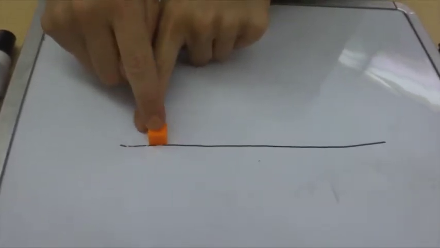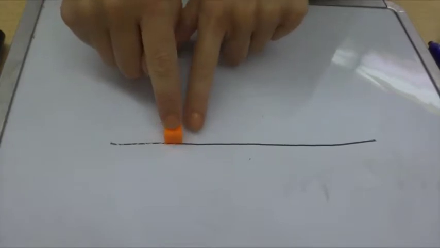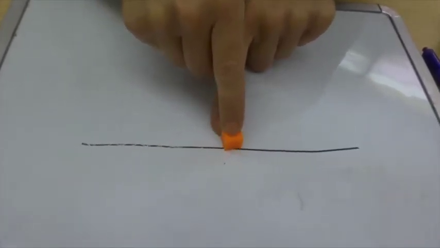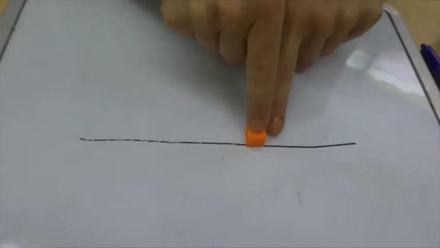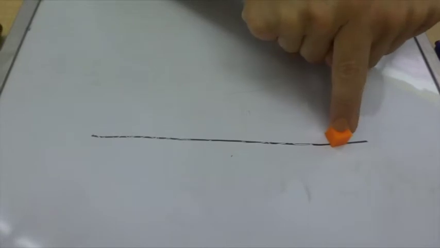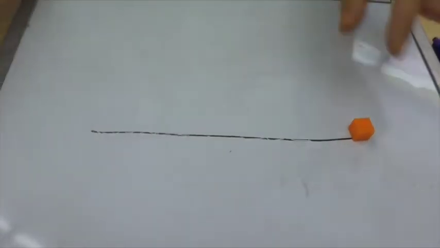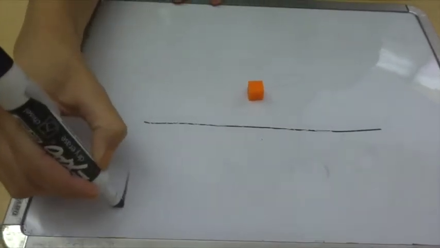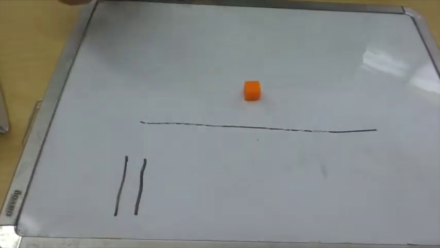1, 2, 3, 4, 5, 6, 7, 8, 9, 10, 11. So by using my finger and my measuring tool, that line was about 11 centimeter cubes long.